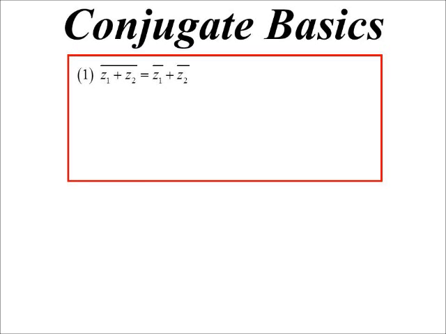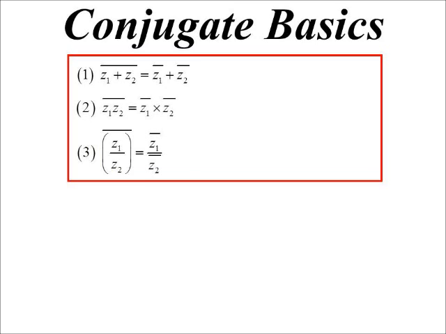Addition, it doesn't matter. If you wanted to find the conjugate of z1 plus z2, you could add them together, then find the conjugate. Or you could find the conjugates of the individual numbers, then add them together. The actual order you do that in doesn't matter. That's what this is basically saying.